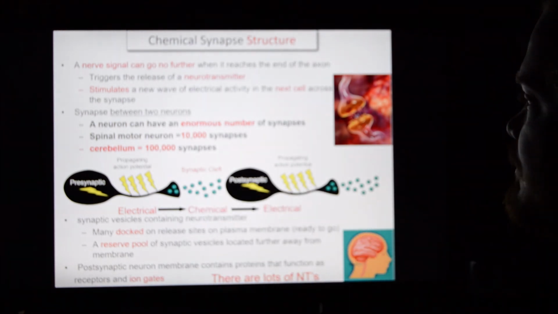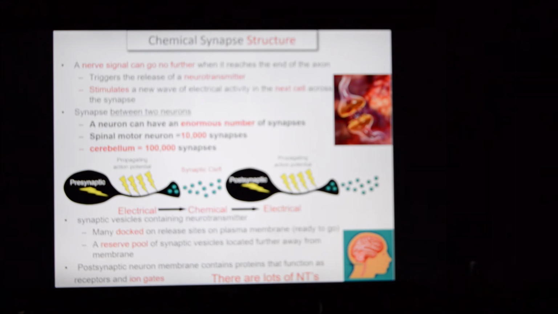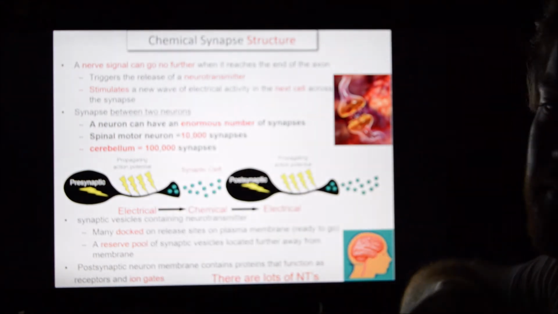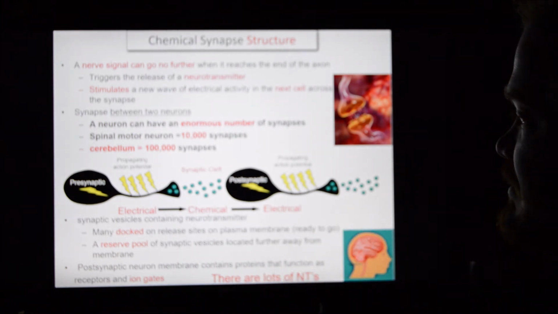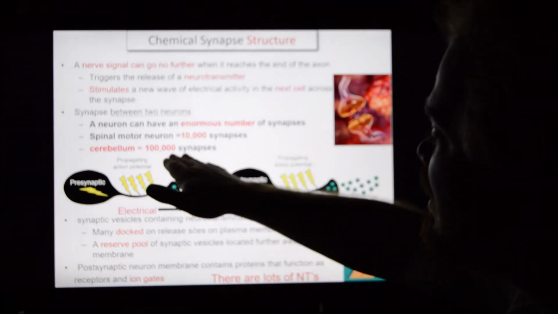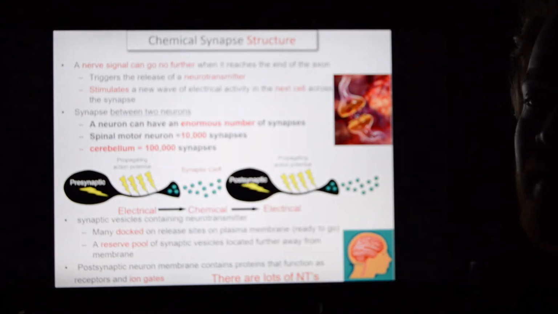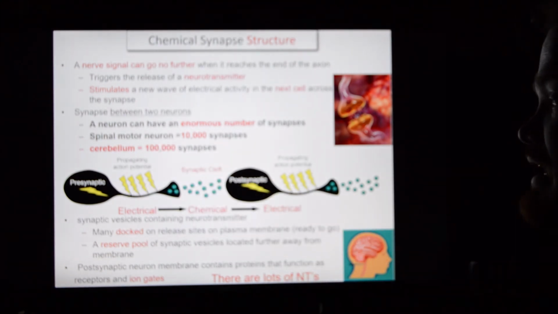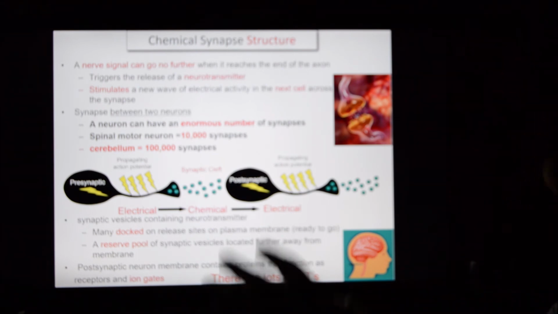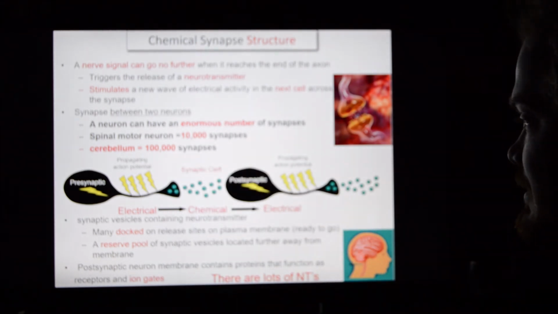And some nerves can have enormous numbers of synapses. Spinal motor neurons can have 10,000 synapses, so one nerve connects to 10,000 others. In your cerebellum, which is a crazy structure to begin with, there can be 100,000 synapses per neuron. That's a huge number of nerves connecting. So it's not just one-to-one. It's one to lots. It's like a big old Christmas tree of connectivity.